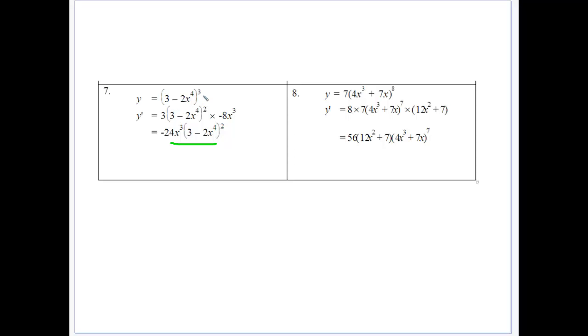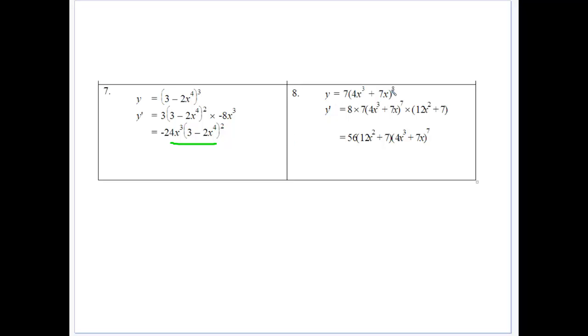So all these ones we see the same process. The 3 comes down, bracket stays the same. We subtract 1 from the power and then multiply by the derivative of 3 minus 2x to the power of 4, which is minus 8x cubed. Leaves us with that expression.